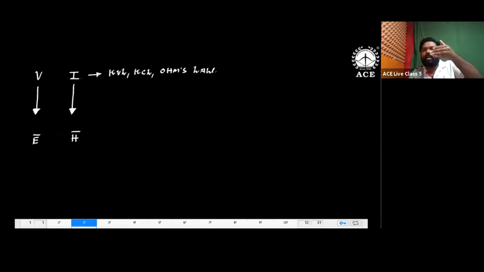Clear? So when you go back to the fundamental quantities, what you will notice here is there exists an interplay, or interdependence, or coexisting mechanism between both electric and magnetic fields. Electric field will be dependent on magnetic field, and magnetic field is dependent on electric field.